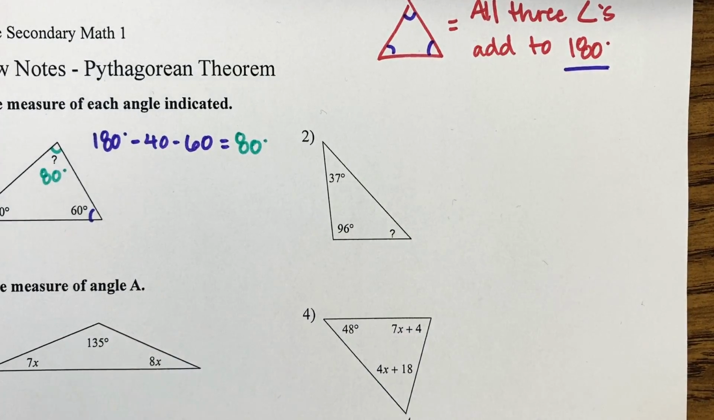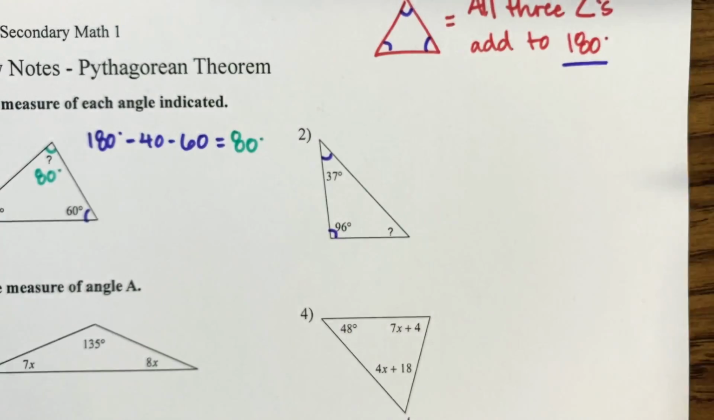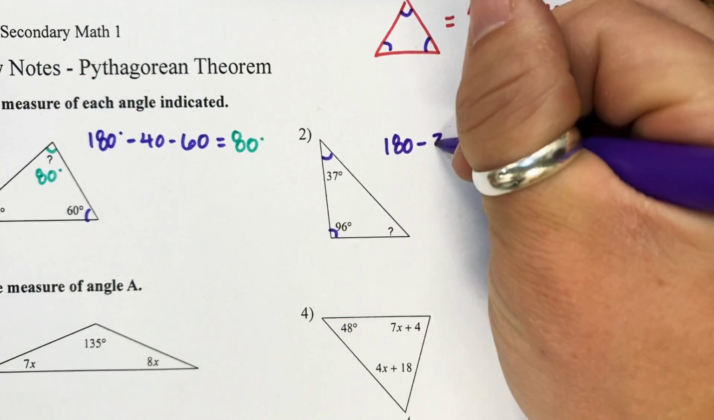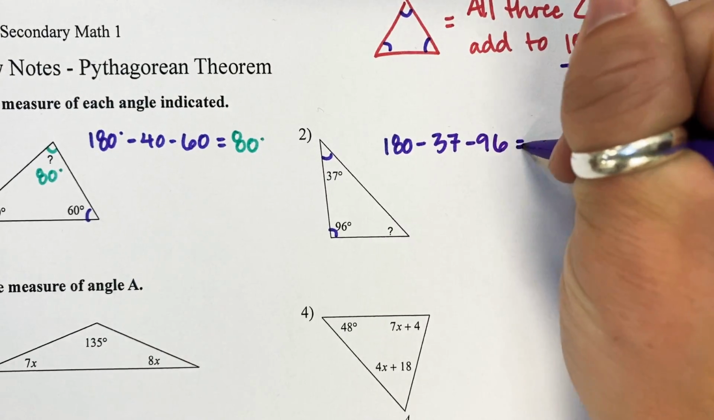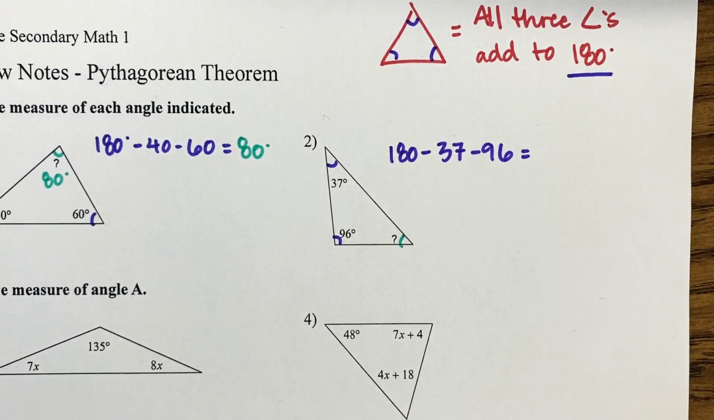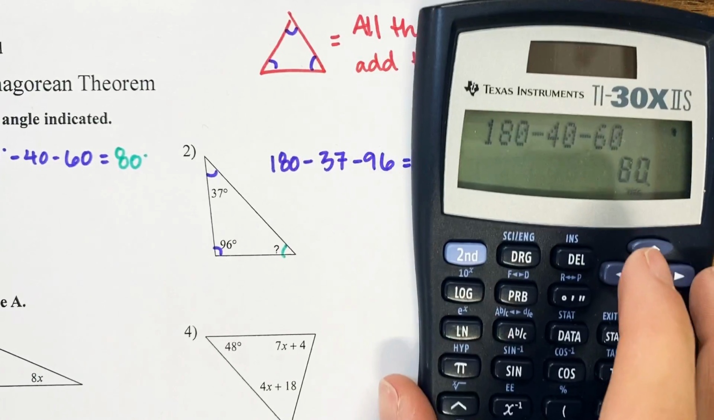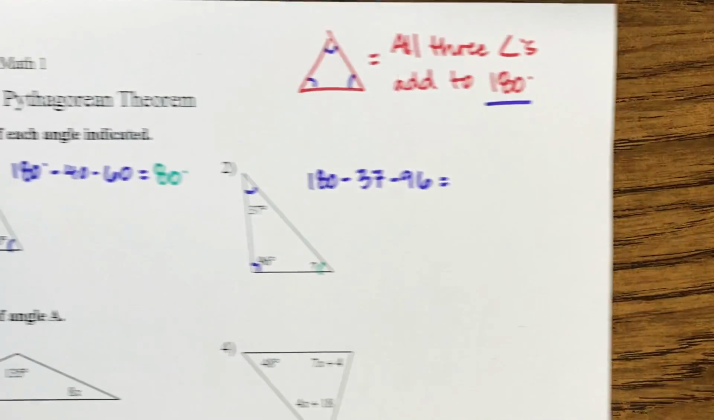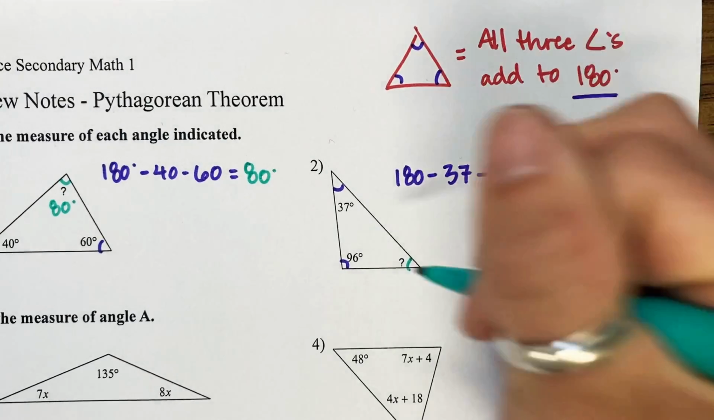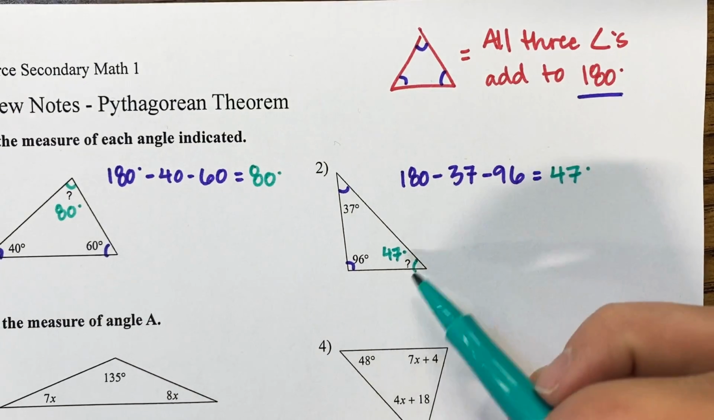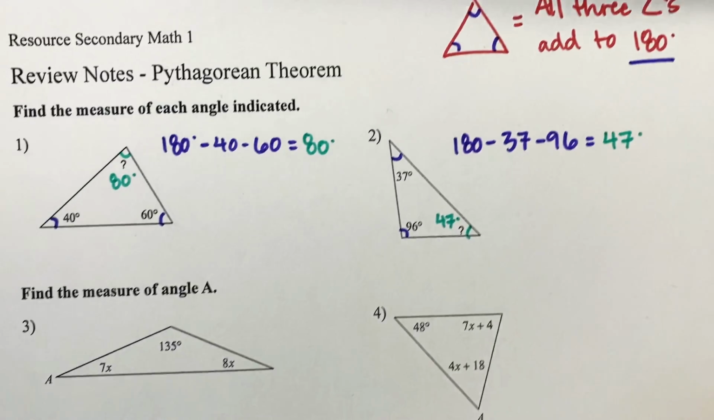Okay, so we're going to do the same thing for number 2. It gives us 2 angles, 37 and 96. So we're going to take our total number of degrees, which is 180, and subtract the 2 angles that it gives us, 37 and 96, in order to find that third missing angle, our question mark angle right there. We can go ahead and put this in a calculator: 180 minus 37 minus 96. So we know that that third angle has to equal 47 degrees, which is right there. So that's simply where we're given 2 angles and we're trying to find the third one.